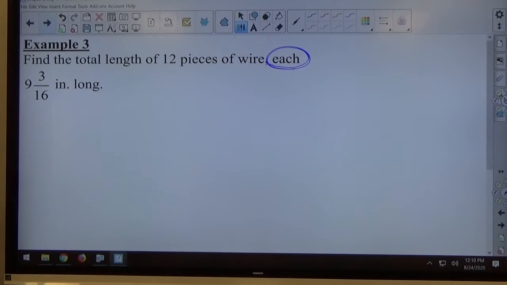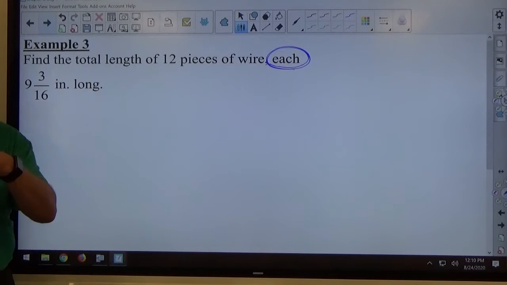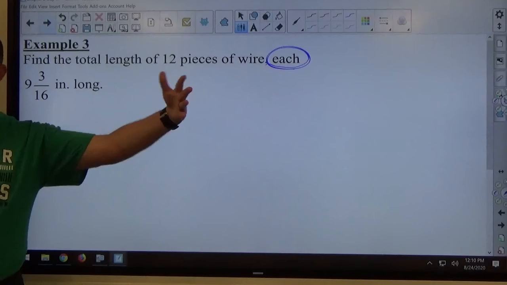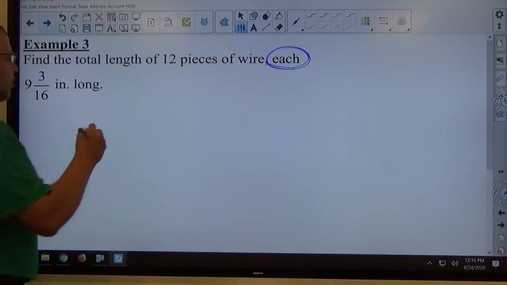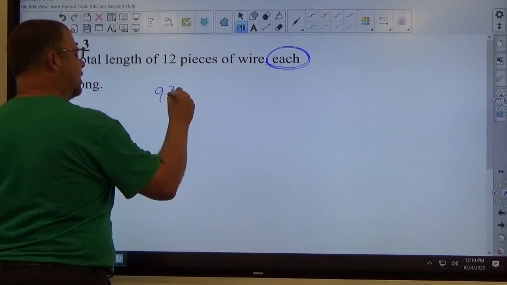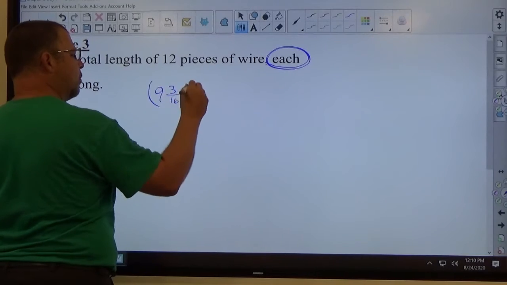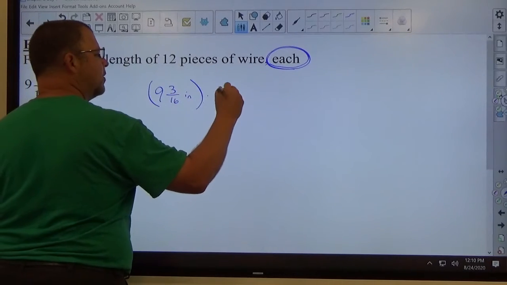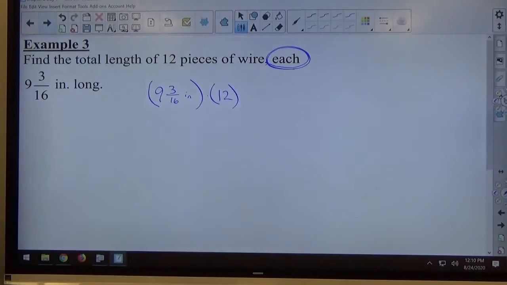I got 12 pieces of wire, 9 3/16 inches per piece of wire. So I could do 9 3/16 plus 9 3/16 and do that 12 times. But it's quicker to just do 9 3/16 inches, the length of one piece of wire, times 12 pieces, the number of pieces we have.